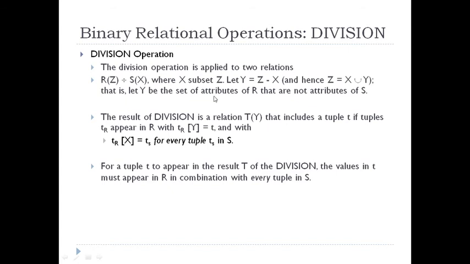Now how will it give you the result? The result of division is again a relation which will contain the attributes Y. What is Y here? I said CDE. AB I have taken out. AB is the subset of Z, that is in relation S. So the remaining attributes CDE will appear in the result.